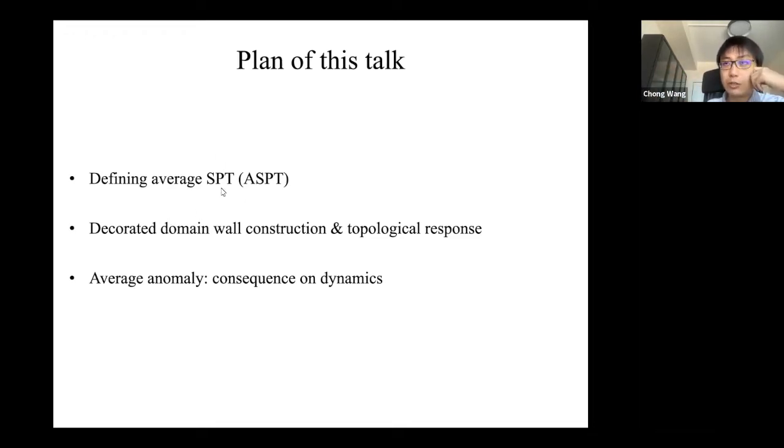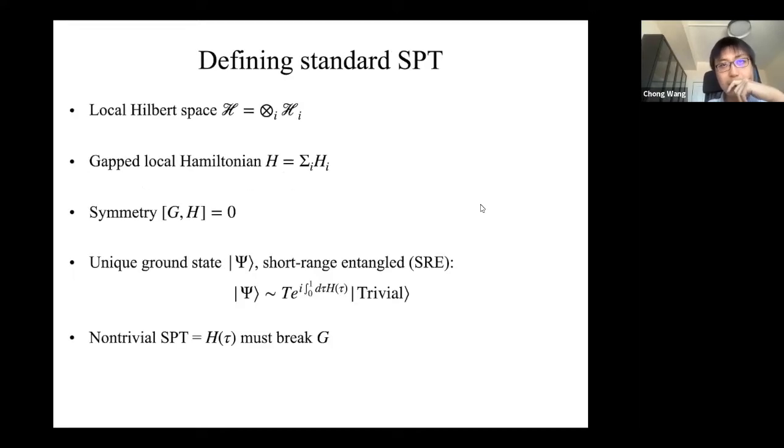And then after defining the notion, I'll try to give you some physical pictures and construct some non-trivial examples, give some understanding of this. So that will be the second part, and then I'll go to the boundary of this average SPTs and talk about the consequence of average anomaly. So for the second and third part, my goal is to give you an overview of what's really going on. So my arguments will not be as detailed. The details are in our paper, if you're interested. Okay, let's start.